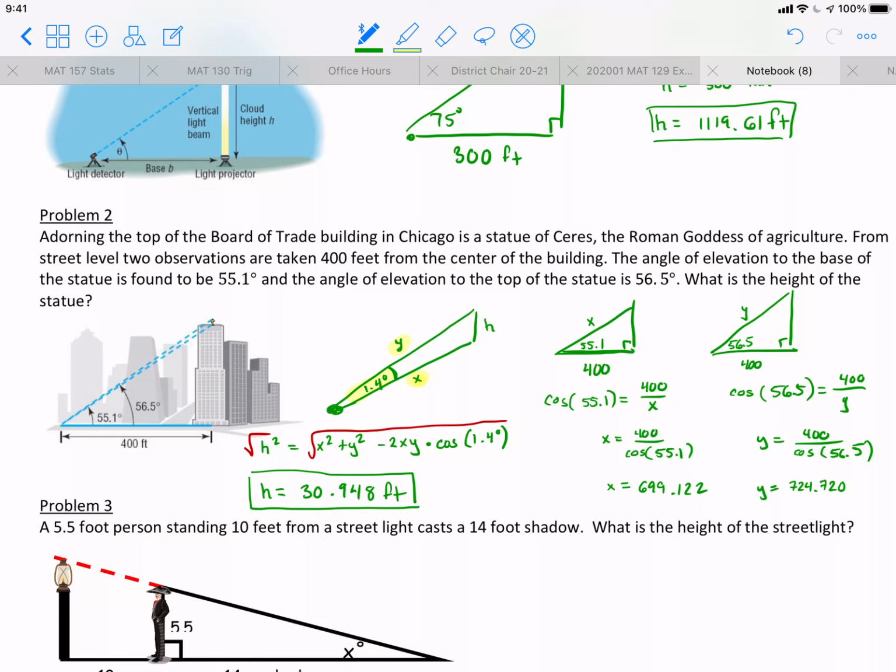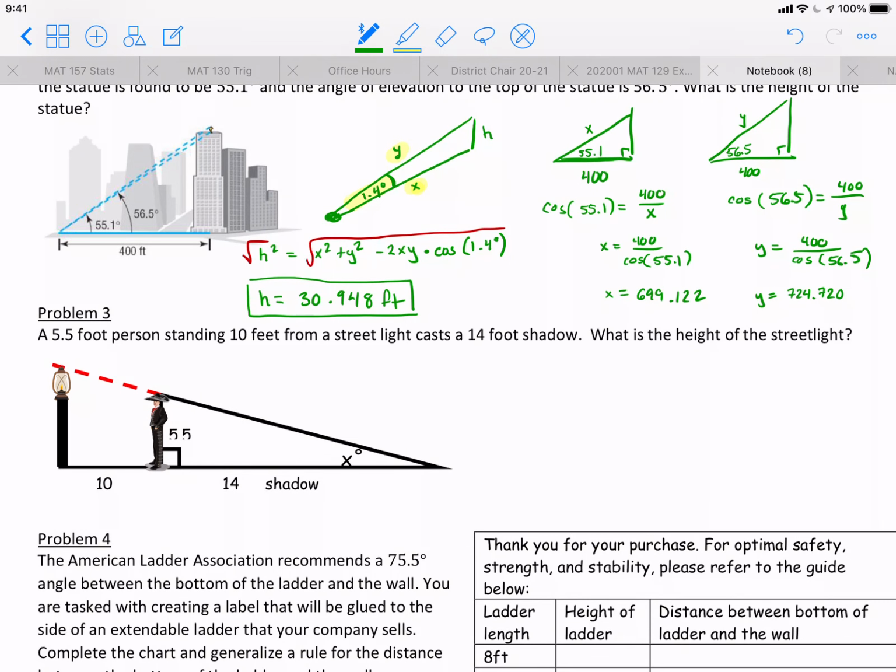Okay. And so if you really wanted, you could Google that and see how accurate that is. Find out how big that statue is. All right, here we go.